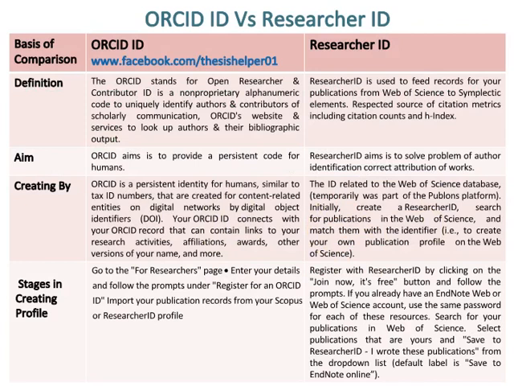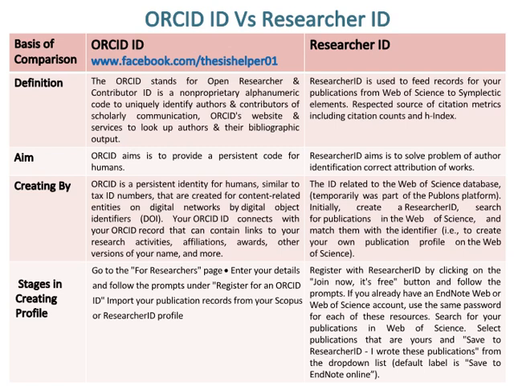ORCID stands for Open Researcher and Contributor ID. It is a non-proprietary alphanumeric code to uniquely identify authors and contributors of scholarly communication. ORCID's website and services look up authors and their bibliographic output. Whereas Researcher ID is used to feed records for your publications from Web of Science to Symplectic Elements, a respected source of citation metrics including citation counts and H-index.